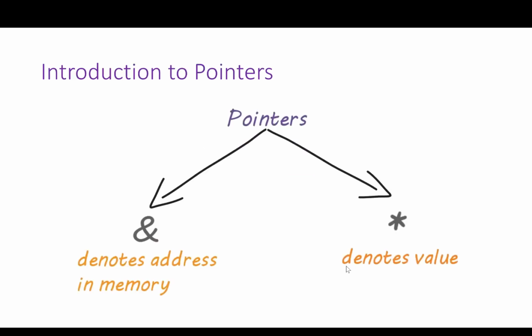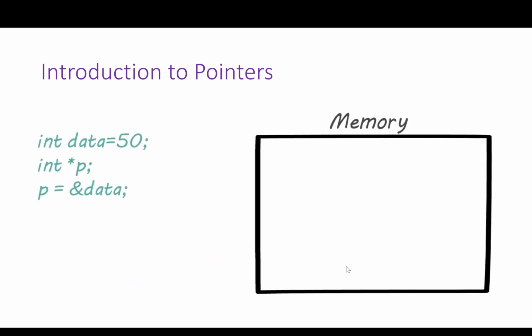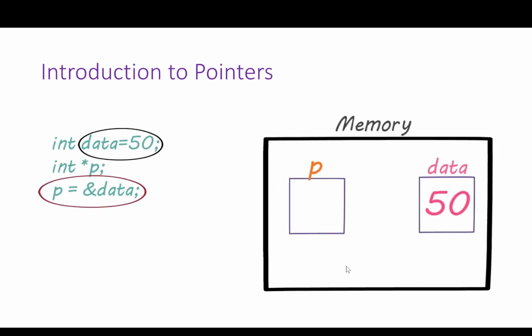And then we gave the two operators that we are working with: the AND operator (ampersand) and the asterisk. This one deals with the address, and this one deals with the value, right? And then we had this toy example: int data equals 50, and then int asterisk p. Here I'm declaring a pointer, and here I'm putting inside the pointer the address of data, right? We had this animation for having the pointer pointing to data.